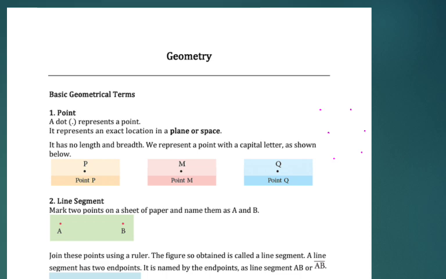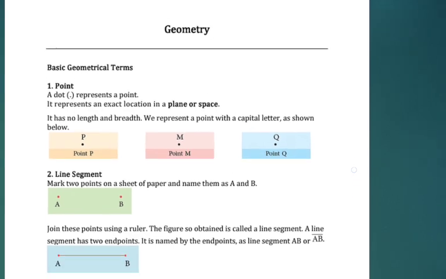Repeat after me. A point is nothing but an exact location in a plane or space. It has no length or breadth. A point has no length and breadth. We represent a point with a capital letter, such as A, B, C, D, P, any letter you can use. Here they are represented as P, M and Q. So P, M and Q are points.